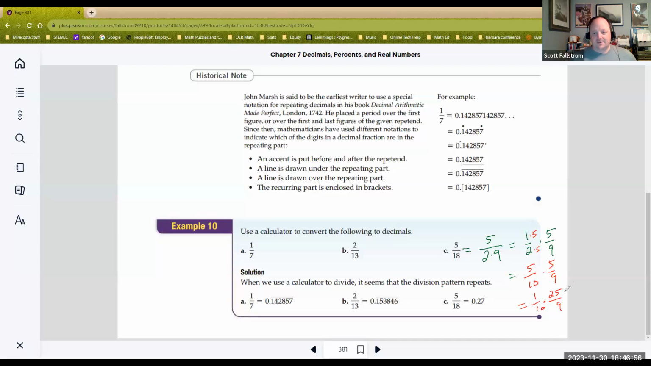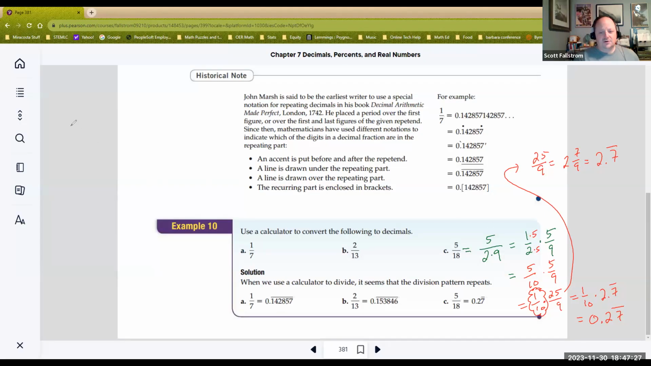Okay, you're going to see why I do that right up here. 25 over 9. 9 goes in there 2 times. That's 18, 2 and 7/9, which turns into 2.7 repeating. Now, when you bring the 1/10 into play, you have 1/10 times 2.7 repeating, which is 0.2 and the 7 repeats. So we could come up with this number that repeats using what we already know.